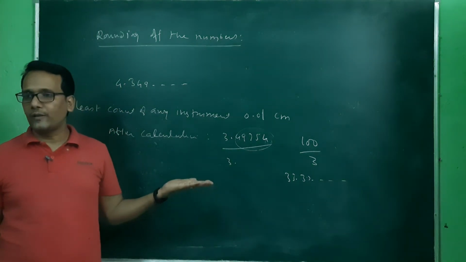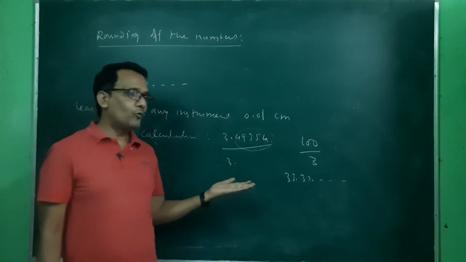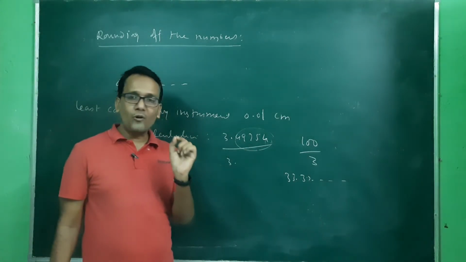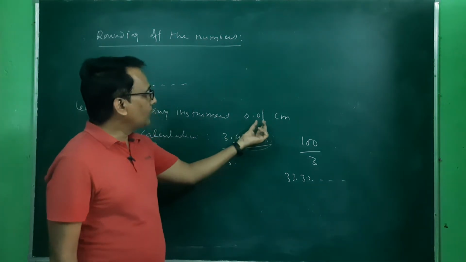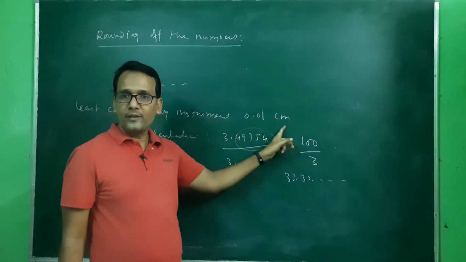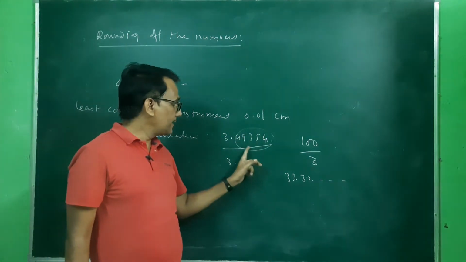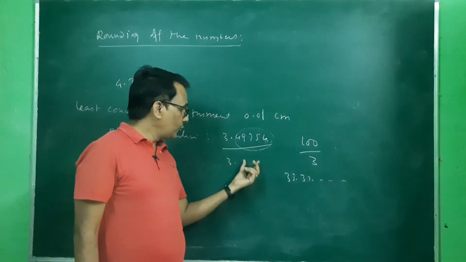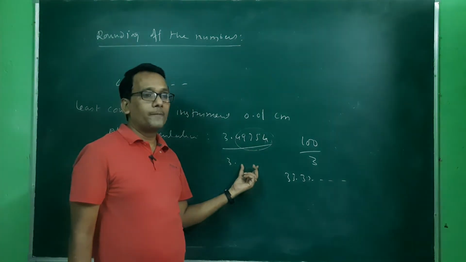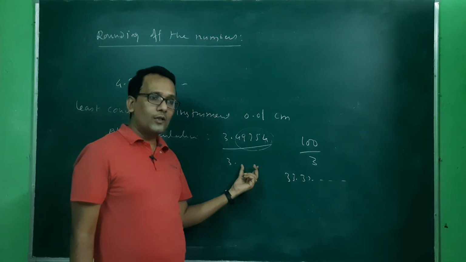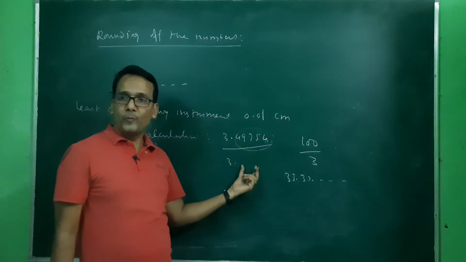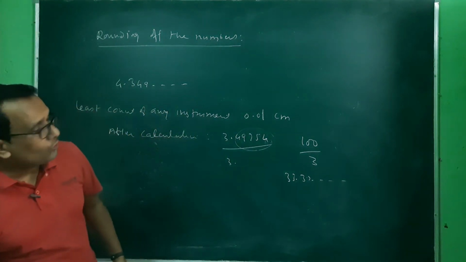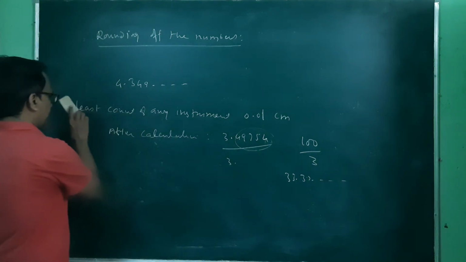Then we use rounding up. Why? Because we have to write the answers up to the limit of the least count of that instrument. If the least count of that instrument is 0.01 centimeter, then you must write the answer with 2 digits after the decimal point only. This is the rule in physics, because you cannot go beyond the least count of that instrument. Okay, so let us write the rules of rounding of numbers.